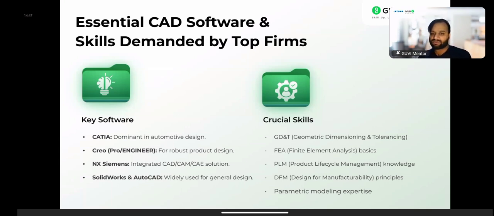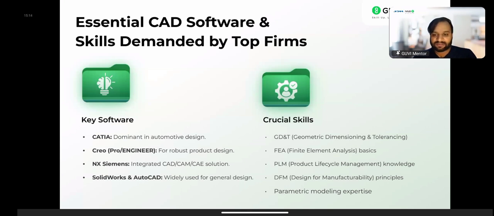Now, crucial skills. As a designer, you can go into these skills also, right? Geometric dimensioning and tolerancing, which are required for designing, for a drawing. Next is finite element analysis. Finite element analysis is basically analysis which we do in ANSYS, Abaqus software is there also. And DFM, then product life cycle management knowledge also. You can go into that also.